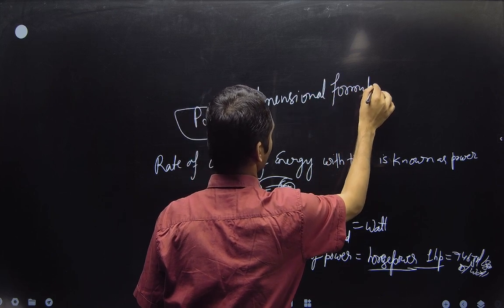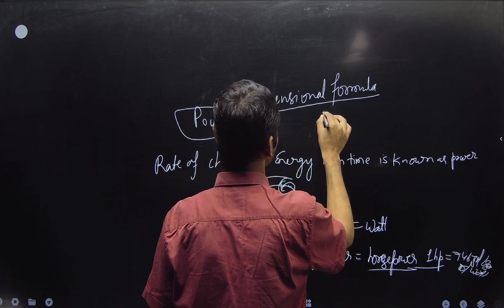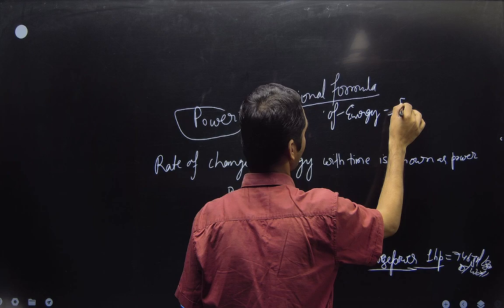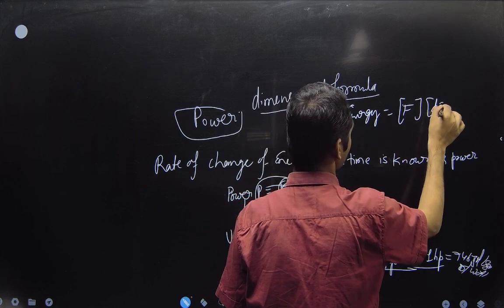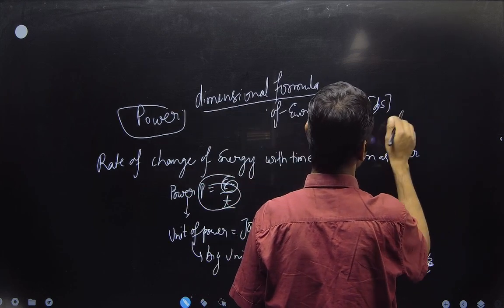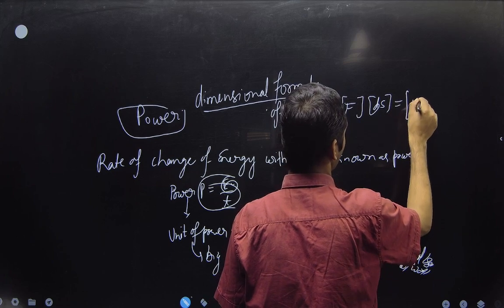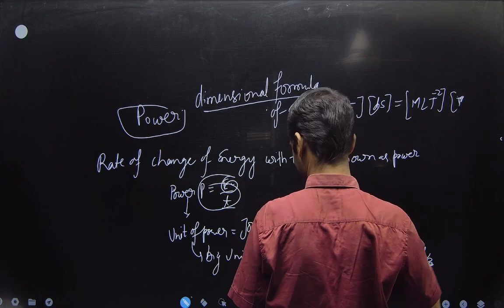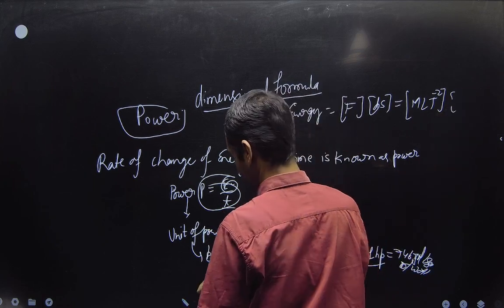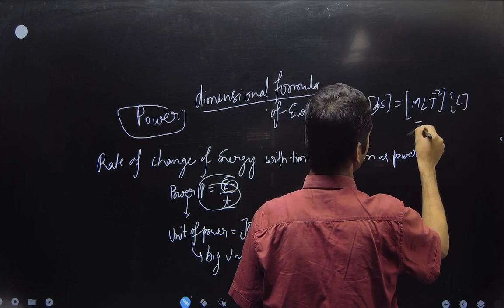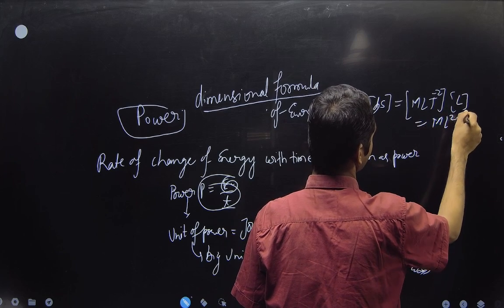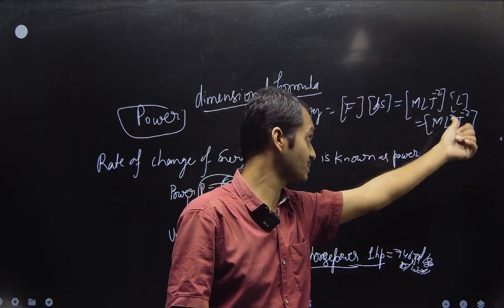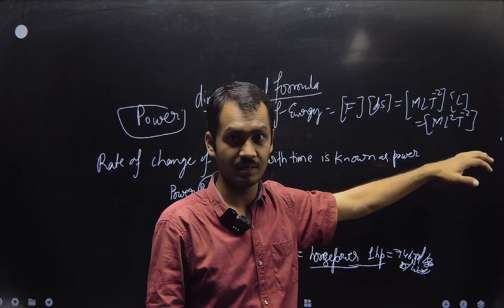In the first chapter you have studied it. So let's find the dimensional formula of energy. As we know, work is force times displacement. The dimensional formula of force is M L T minus 2, displacement is L. So it becomes M L2 T minus 2. This is the dimensional formula of work and also of energy, of every form of energy.